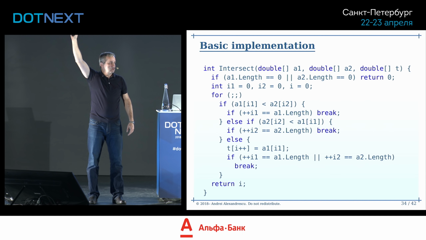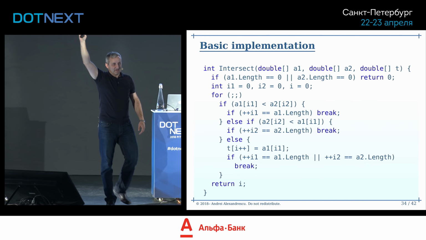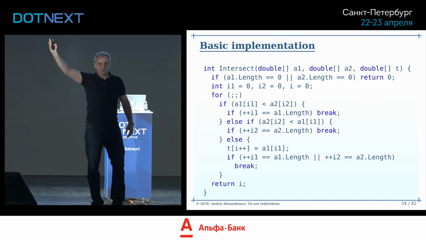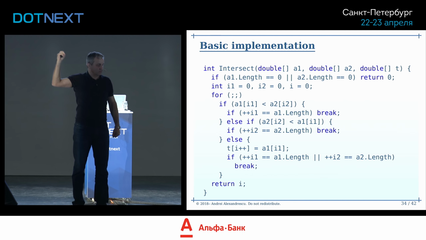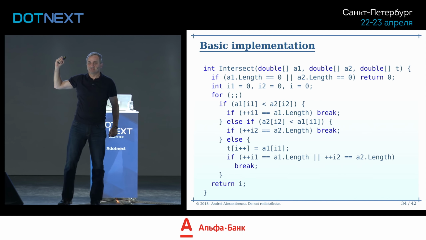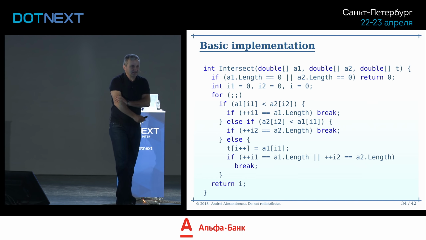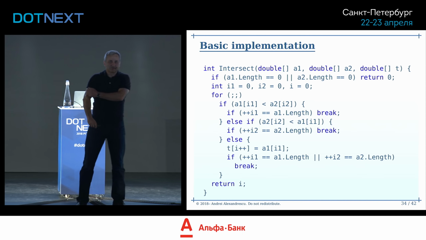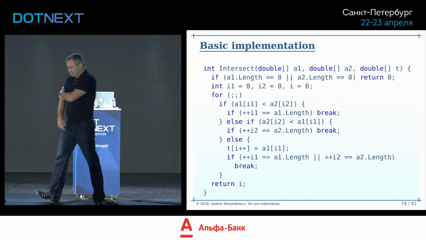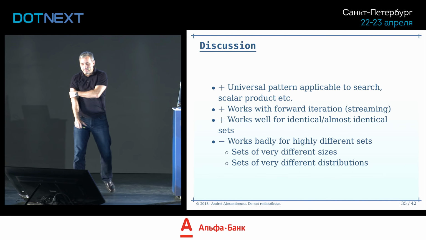Complexity, big O. It's linear in the sum of the two, right? In the lengths of the two inputs, right? Linear. It essentially takes, that's the worst case complexity. It turns out it's also the average complexity, right? Great, linear.